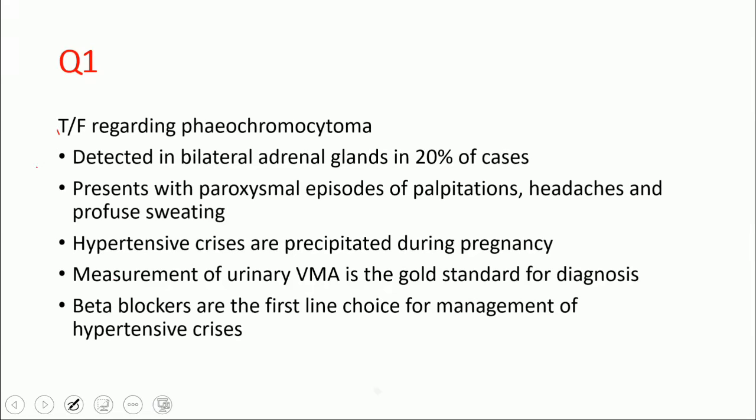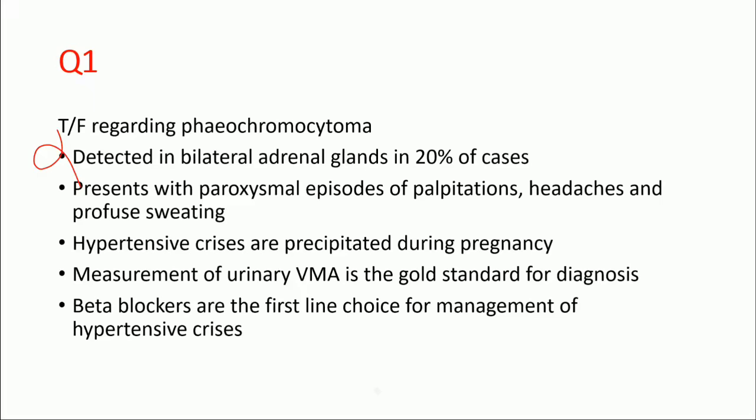And we talked about pheochromocytoma again when we were discussing secondary hypertension, and when we talked about this, I told you that the typical presentation of pheochromocytoma is paroxysms or episodes of palpitations, sweating, headache. So these are paroxysmal episodes that you get.